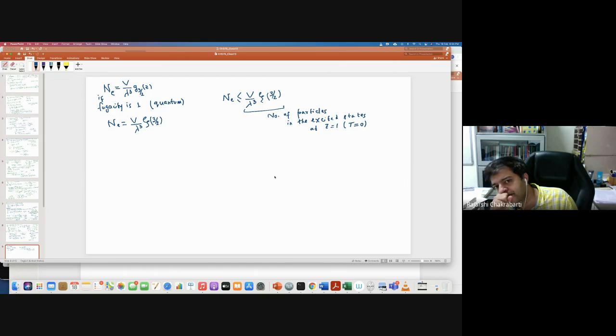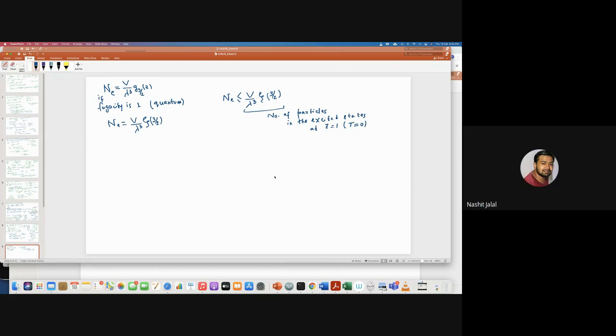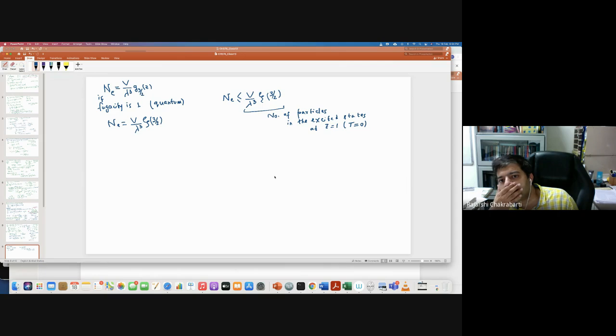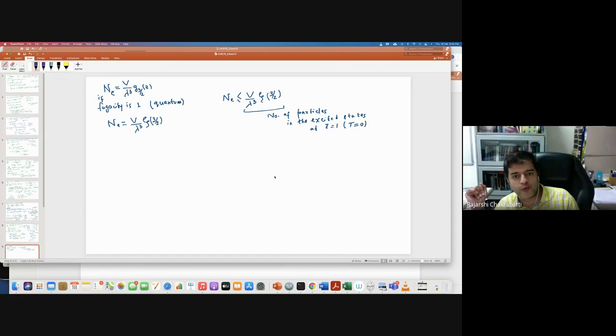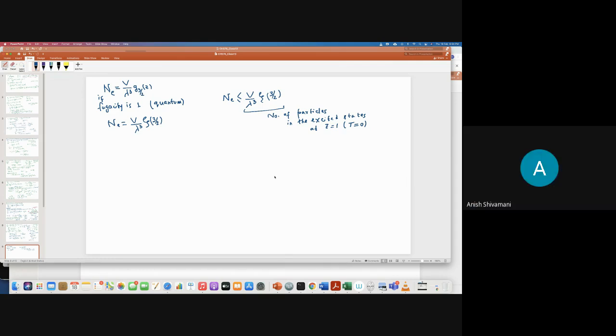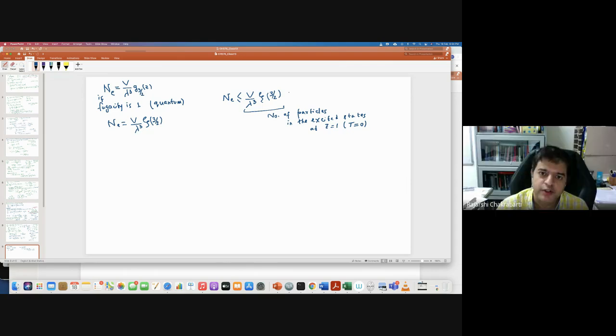But what about the excited states? So when temperature is low, what will happen? Most of the particles will be in the ground state, very few in the excited state. So at low temperature, what is the number of particles in the excited state? Tell me. This expression V by lambda cube zeta 3 by 2 is this one, isn't it? So at any finite temperature, your number of particles in the excited state has to be less than that, isn't it?